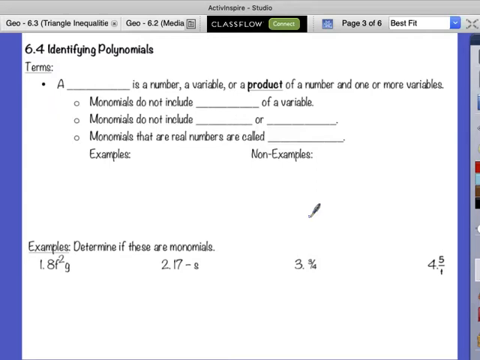So SWA, what's that stand for? Students will be able to identify polynomials and their degrees. 6.4. Terms. A blank is a number, variable, or a product of a number and one or more variables.